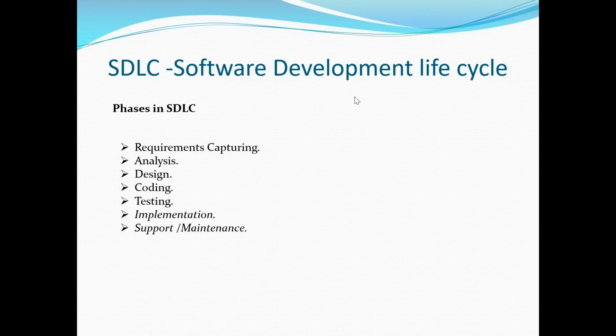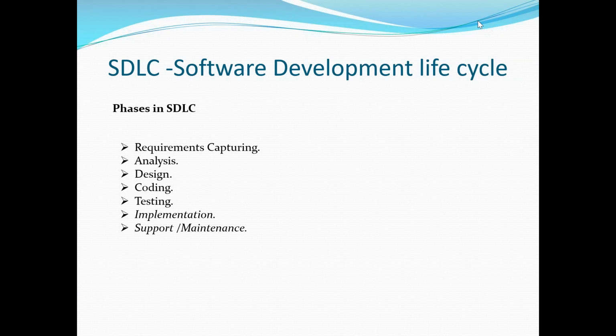Once the analysis is done, we will go for a design. Designs are of two types: low level design and high level design. Low level design means anyone can easily understand it by seeing the diagram. High level design means only those who have domain knowledge can easily understand that diagram. Once the design is done, I can start writing the code. Coding means the developer will start writing the code.